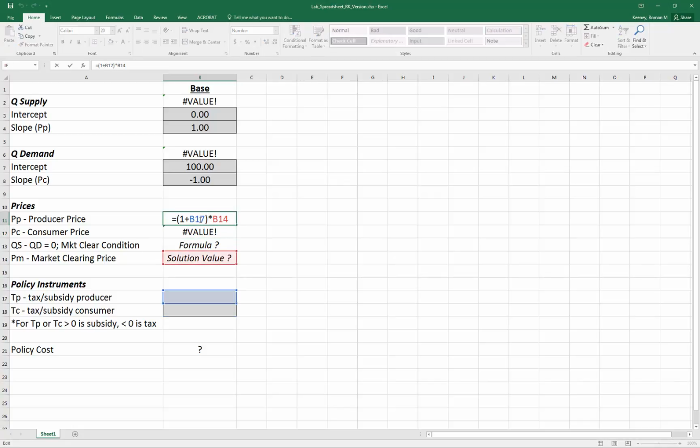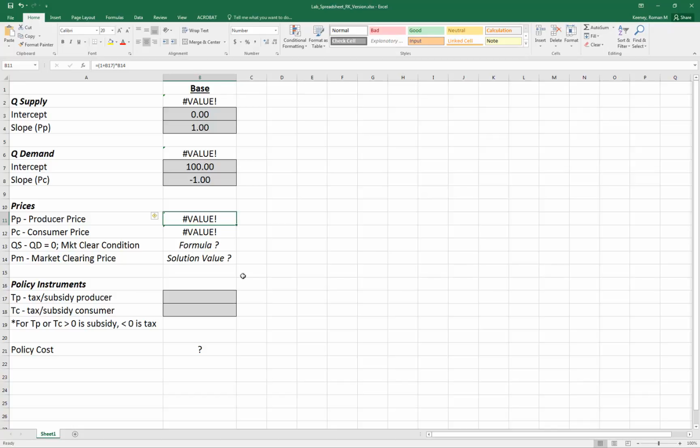This one's 1 plus B17. That's because, as you'll see down here, and I'm going to talk about it a little bit more, I want to have consistency in the way that I use these policy variables. So if TP or TC are greater than 0, I want it to be a subsidy, less than 0, a tax. Okay, so this will fill in once we know the market price. That means we need to figure out the market price.